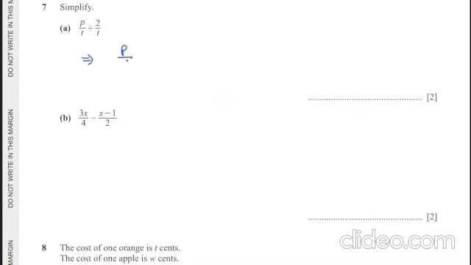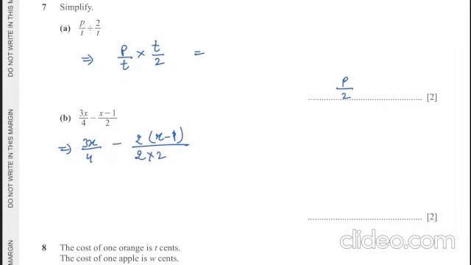Okay, next question. Simplify this. Easy question. P by T in fraction division. Second fraction will get reciprocated. T and T cancel. And answer will be P by 2. In case of this fraction subtraction, we first have to make the same denominator. So this second fraction we will multiply and divide by 2, so that our denominator is same. We have to make the same denominator in case of fraction addition or subtraction.